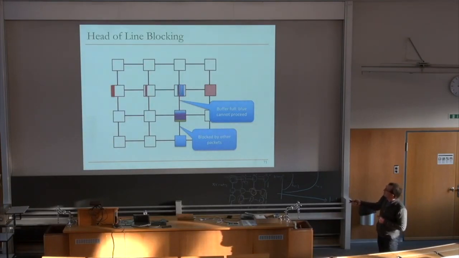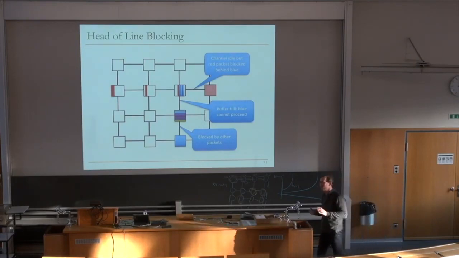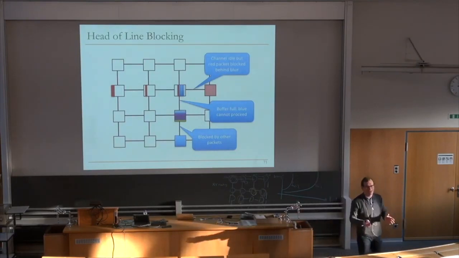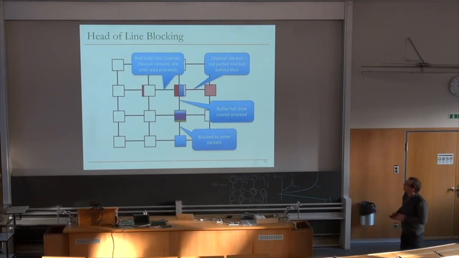And then the red one comes in. This channel is idle completely, but the red packet is blocked behind the blue one. Blue one needs to go this way, red one needs to go this way, but the red one cannot make progress because the blue one is blocking it in the FIFO queue. So you may think, why don't we have an arbiter that's more complex? Yes, that's right, you need an arbiter that's more complex, but if you don't want to increase complexity too much, the red holds this channel, and the channel remains idle until the red one proceeds.